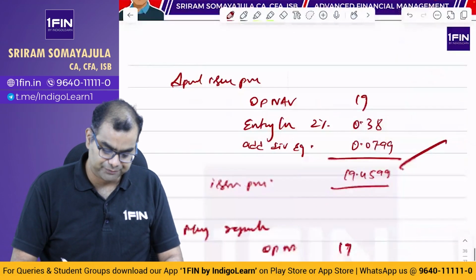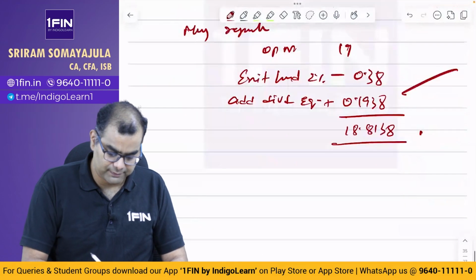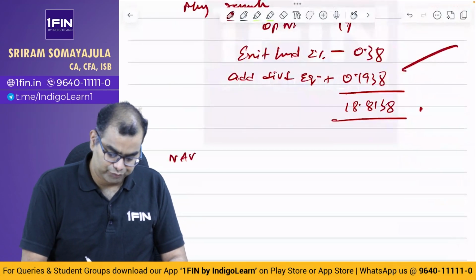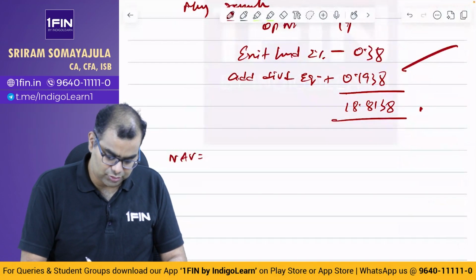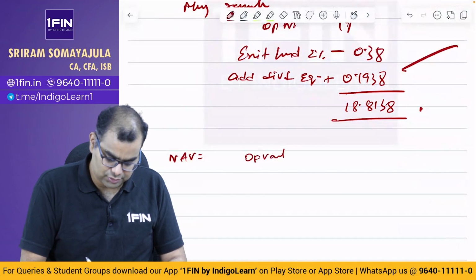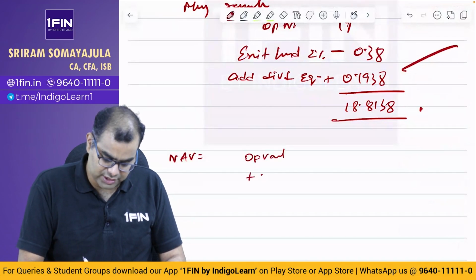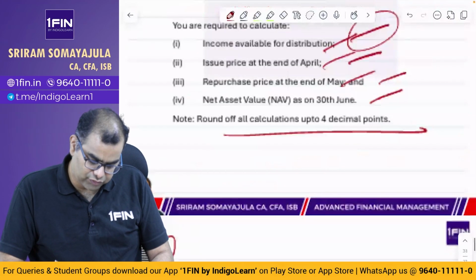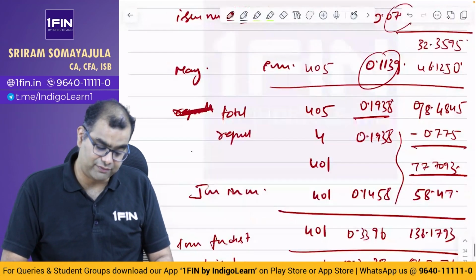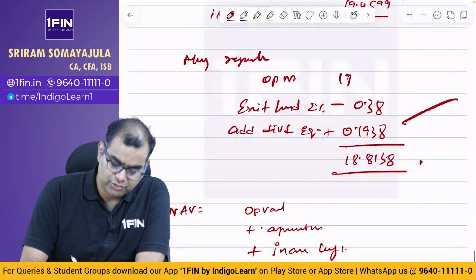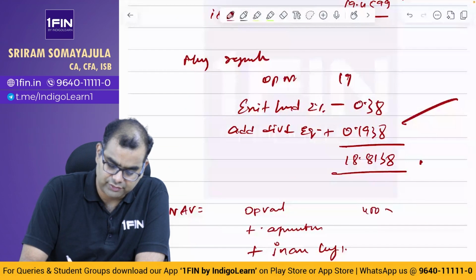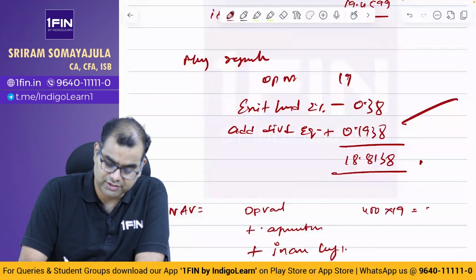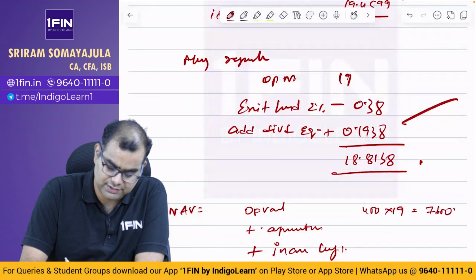Now what is NAV? NAV is equal to opening value plus appreciation plus income left. What is opening value? Opening value we had 400 into 19. No, but you have 401. No, opening value you had 400 into 19. 19 fours are 76, so 7,600 lakhs.